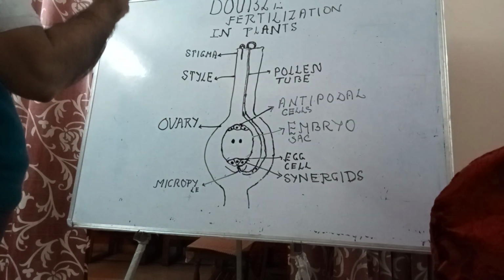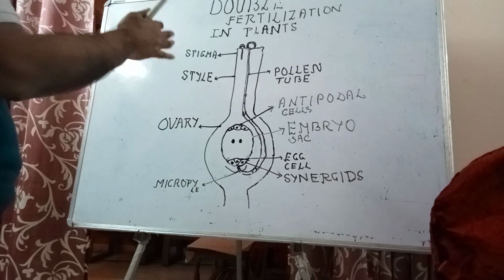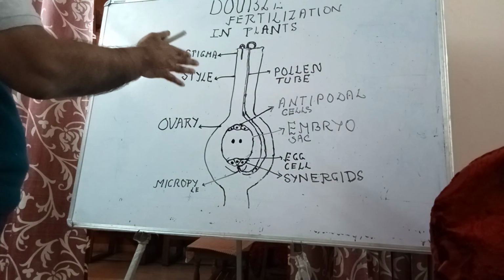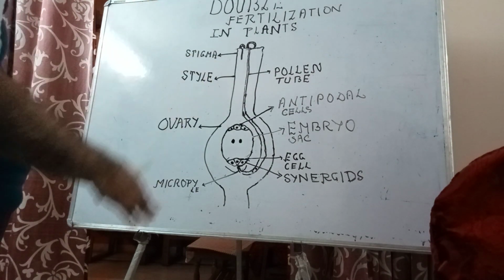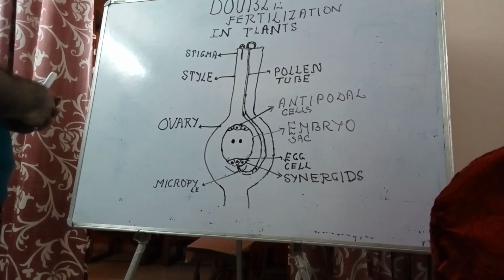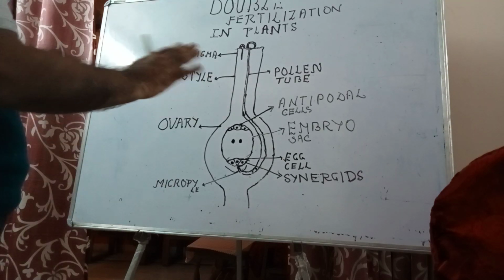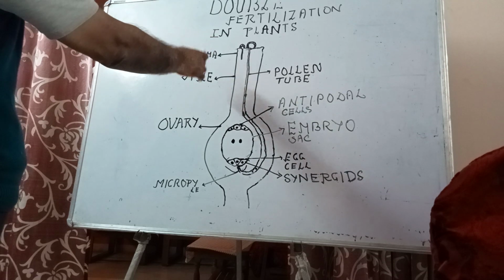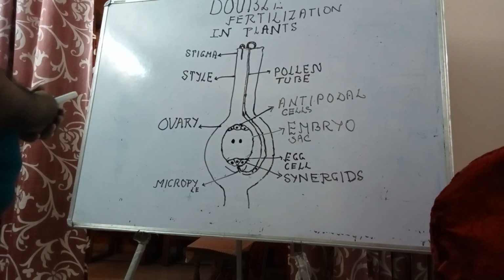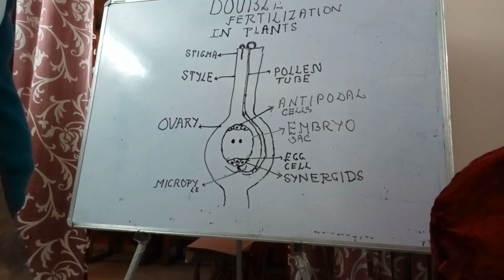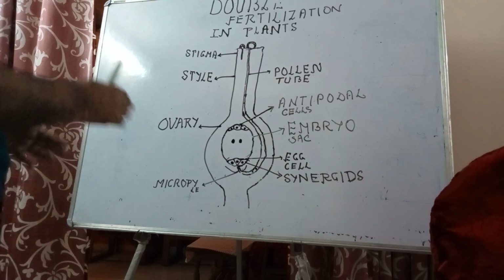The flowers have to be of the same species. In a bisexual flower it can happen, and in a unisexual flower also it can happen. But in case of cross fertilization, what is necessary? The flowers have to be of the same species. That you have to remember. So after the pollination, the process of fertilization, how it takes place in flowering plants, this is all about double fertilization in plants. So this you have to remember, students.